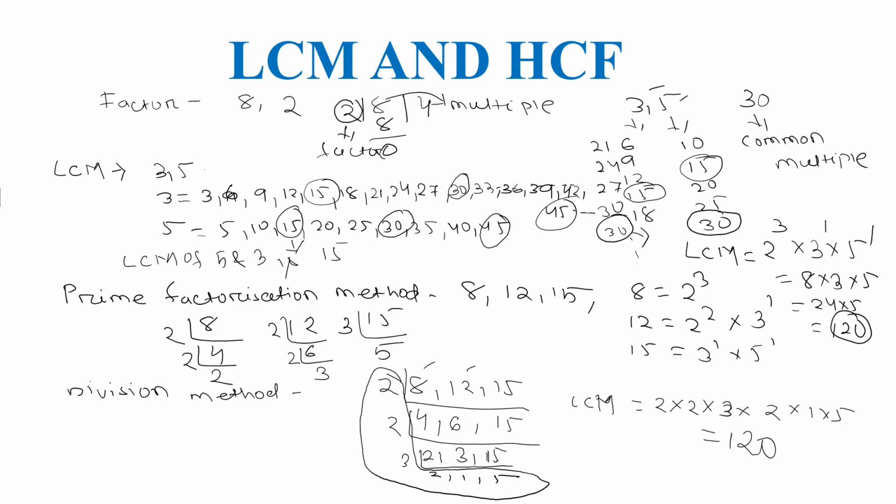Now, next is HCF. We can find the HCF in two ways. First, what is HCF? HCF is the highest common factor. What is LCM? Least common multiple. So for HCF, highest common factor, let us see what it will be.